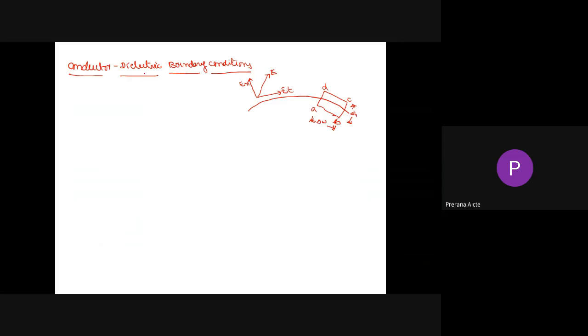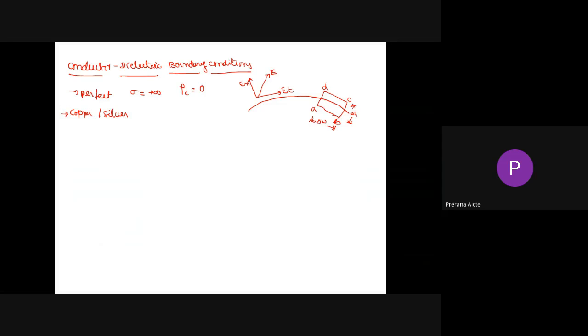Now here in the conductor and dielectric boundary conditions, we have to assume that this conductor is a perfect conductor. So the conductor must be perfect, that is lossless. For the perfect conductor, the sigma value is equal to infinity, and the charge density rho c is equal to 0. The materials used for a perfect conductor are copper and silver, with sigma equal to infinity and rho c equal to 0.